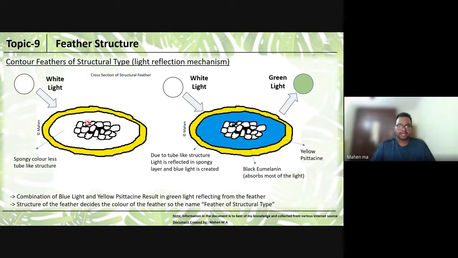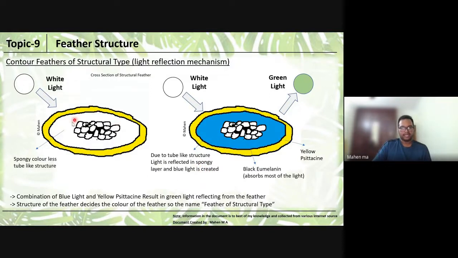When the light is absorbed, there is some reflection that also happens. This spongy, colorless, tube-like structure is like a honeycomb structure. So some of the light gets reflected. When this light passes through this structure, it gets reflected, and this reflection will cause blue light to be produced in the spongy layer. So due to the tube-like structure, light is reflected in the spongy layer and blue light is created.